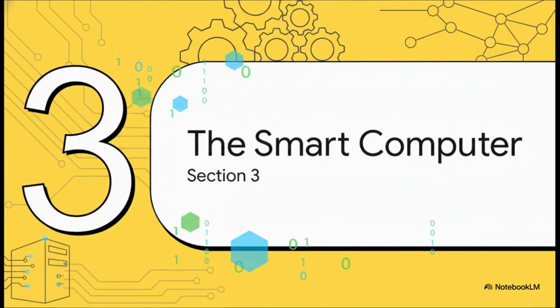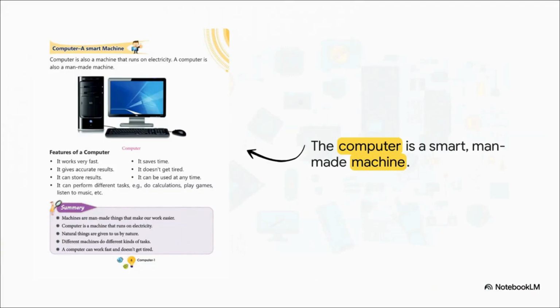Now for the best part. Section 3, the smart computer. Meet the absolute star of our chapter. The text reads, "Computer is also a machine that runs on electricity. A computer is also a man-made machine. But what really sets it apart from a standard electric machine, like an oven or a fridge, is that the computer is a smart machine."